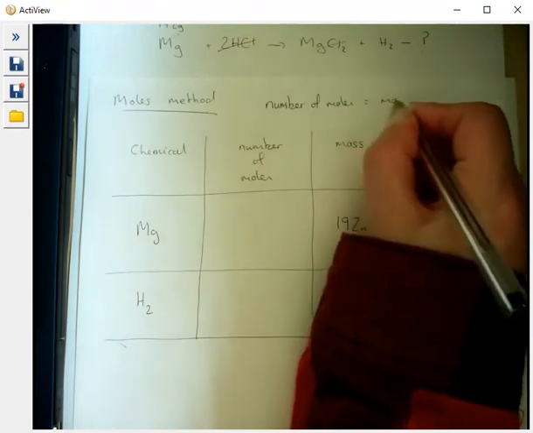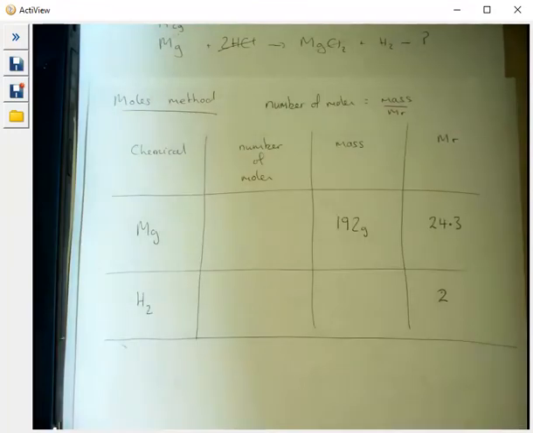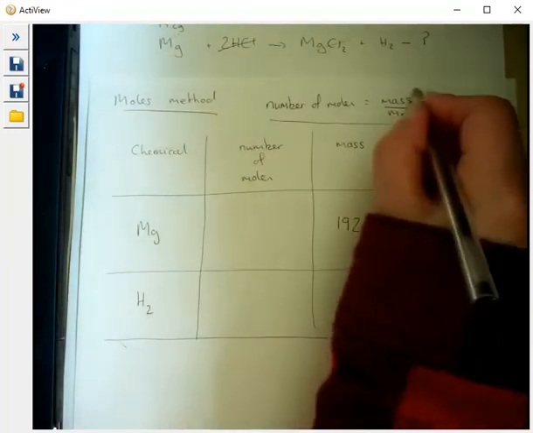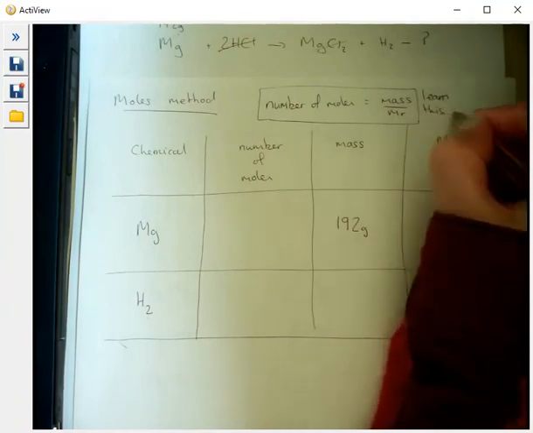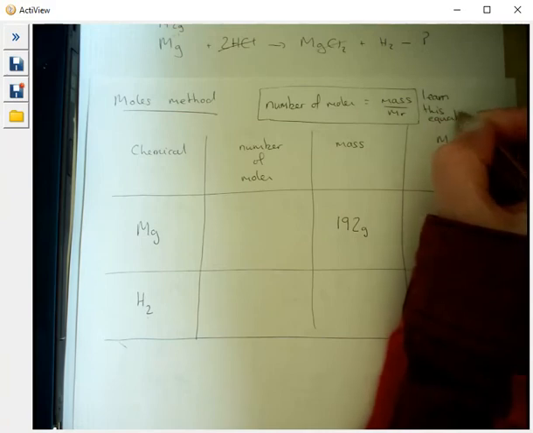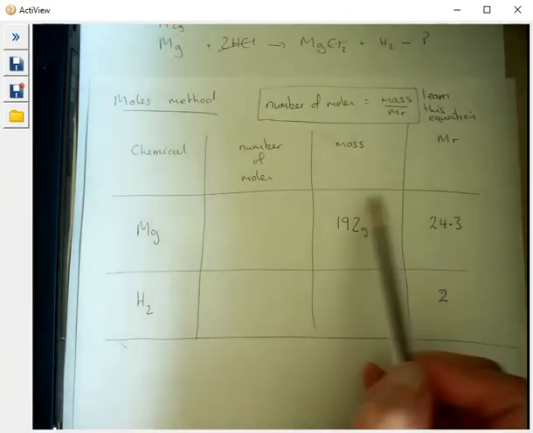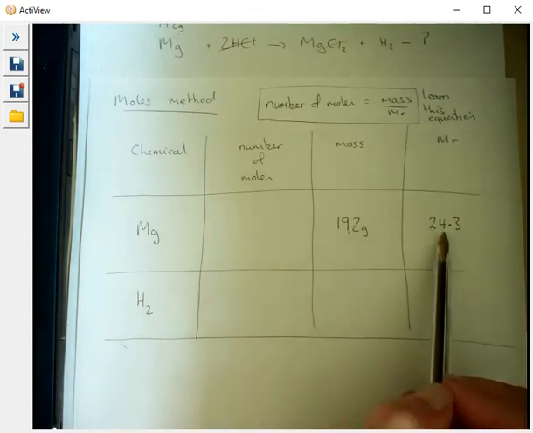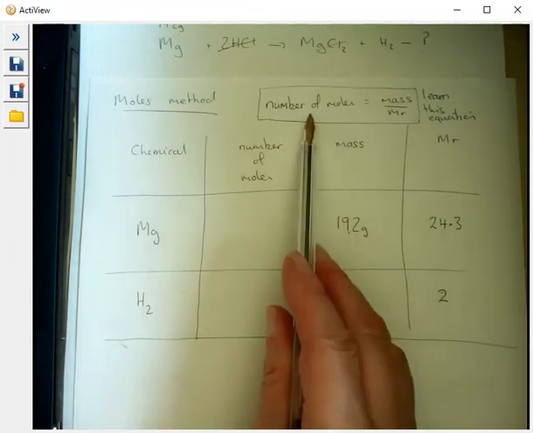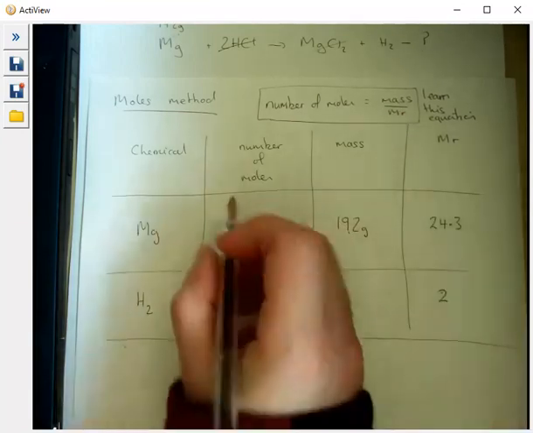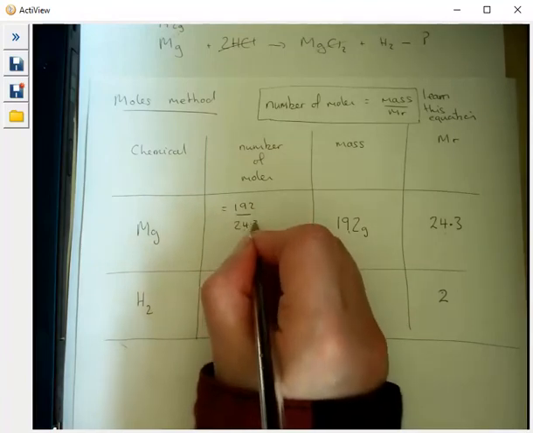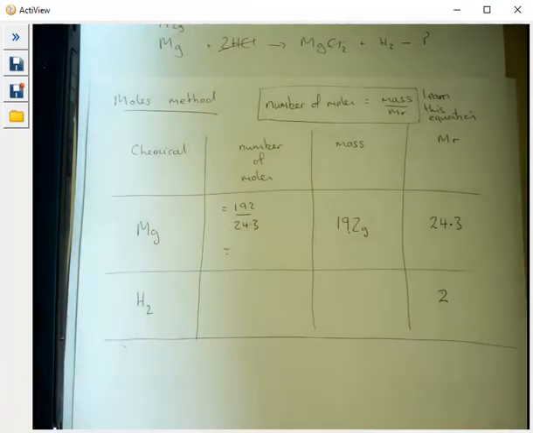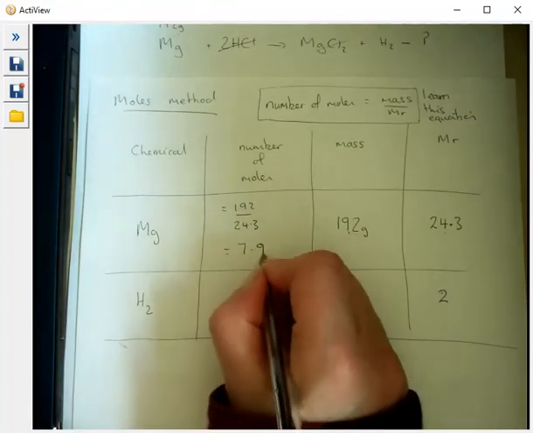So now I've filled in that table, I need to use the equation: number of moles is mass over MR. And this is why I think this method isn't as good, because I've got to remember this equation. So if you haven't already, learn that equation. Because I've got the mass and the MR for magnesium, I can work out the number of moles. So my number of moles is going to be the mass, which is this 192, over the MR, which is this 24.3. And if I type that into my calculator, 192 divided by 24.3 is going to be 7.9.